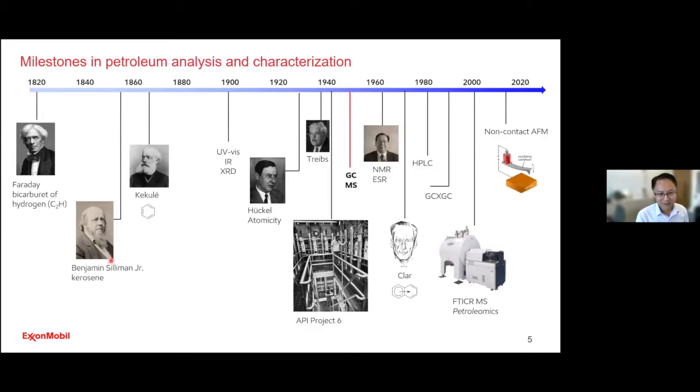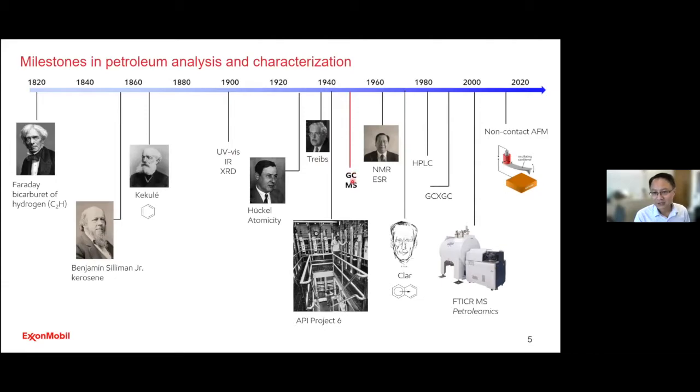Benjamin Silliman, a professor at Yale, distilled kerosene and proved that petroleum can be used for illumination. This was one of the major proofs that petroleum can be used for illumination. At the beginning of the 20th century, UV, IR, and XRD were used. Around 1930 or 40s, Treibs found the porphyrins in petroleum. You can notice that a lot of this work was using the very primitive tools of UV, IR, and XRD.